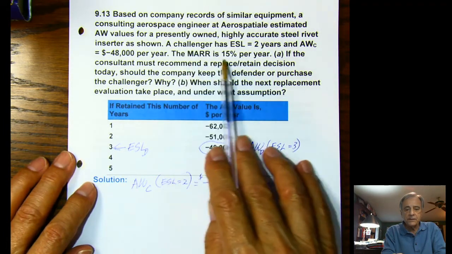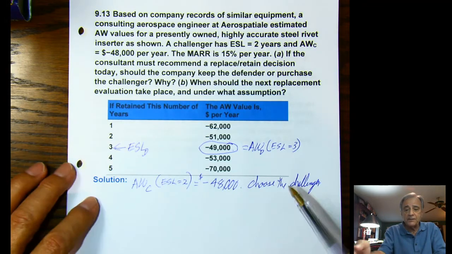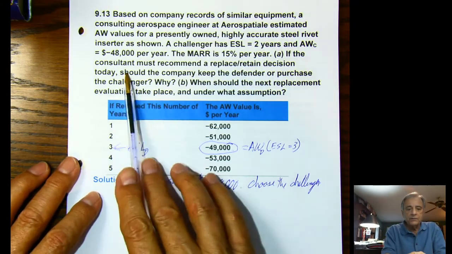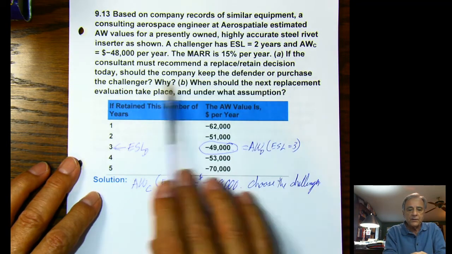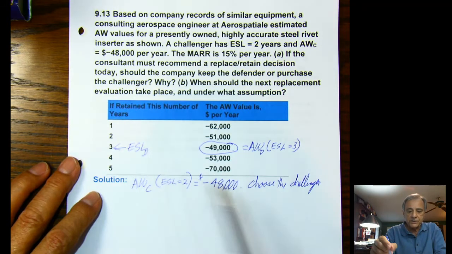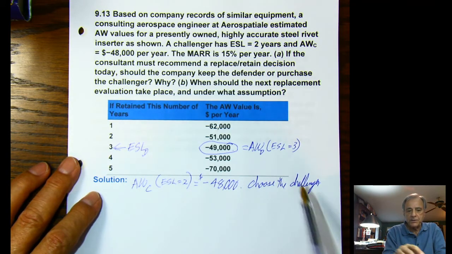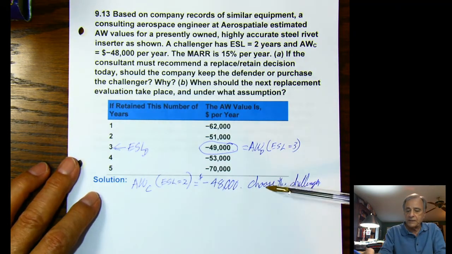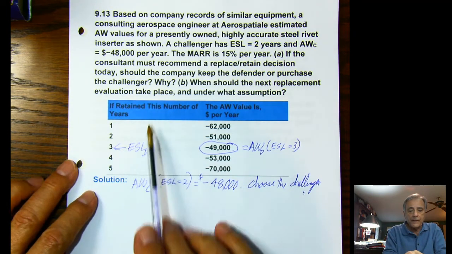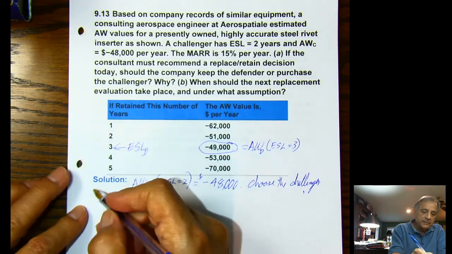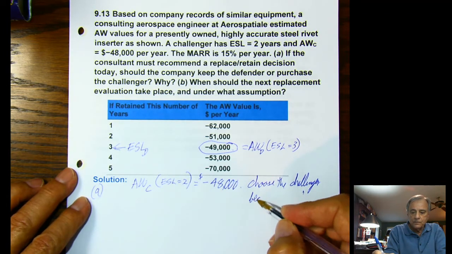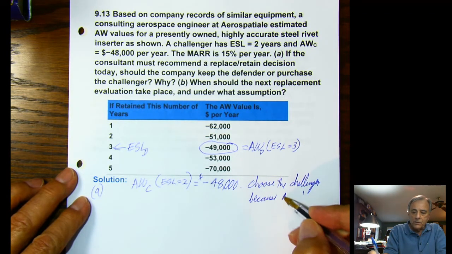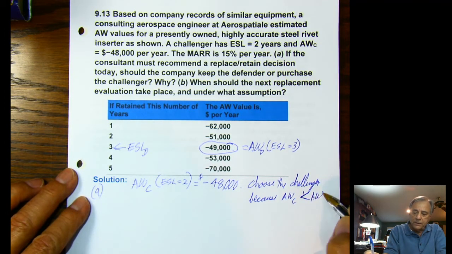The author then says that the MAR is 15% a year. We didn't even need that yet. Okay. If the consultant must recommend a replacement decision today, should the company keep the Defender or the Challenger, or purchase the Challenger? So the decision is to purchase the Challenger. Why? Well, it has a lower annual cost. Okay. So that's part A. Choose the Challenger because annual worth of the Challenger is less than annual worth of the Defender.